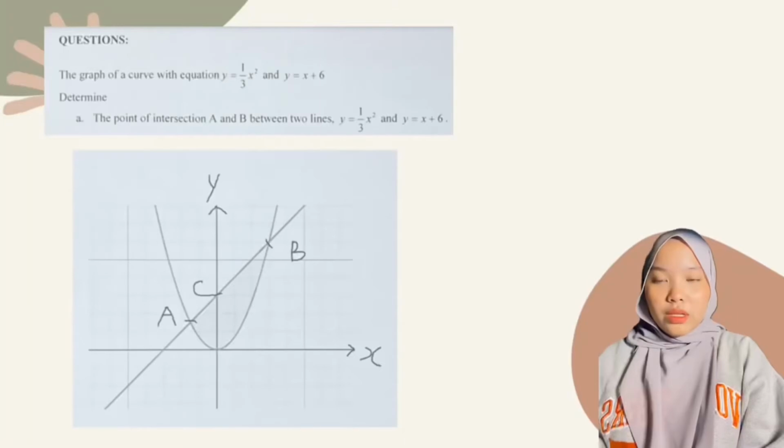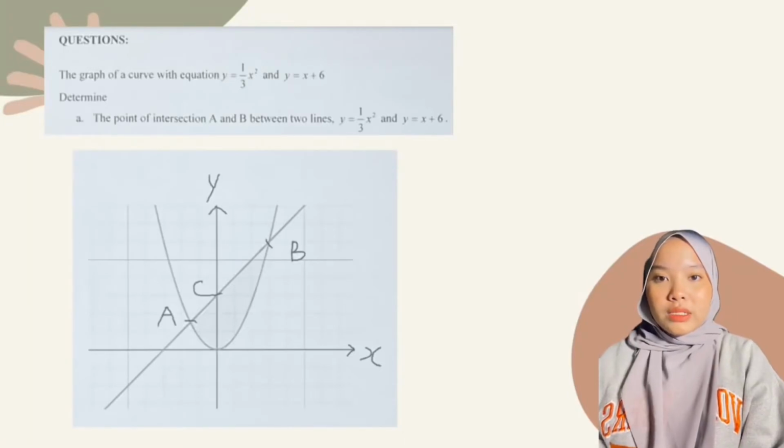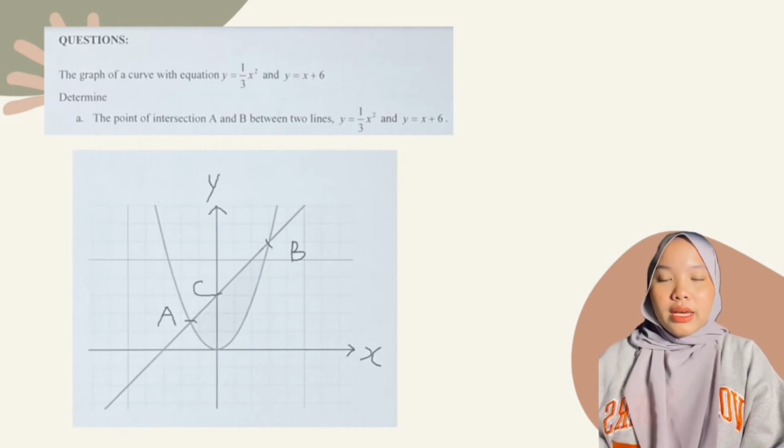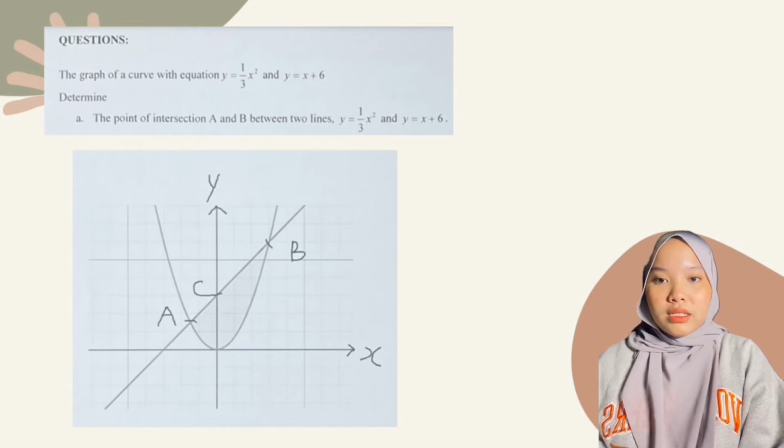Thank you. Question. The graph of the curve with equation y equals 1 over 3 x squared and y equals x plus 6. Determine the point of intersection A and B between the two lines, which are y equals 1 over 3 x squared and y equals x plus 6.